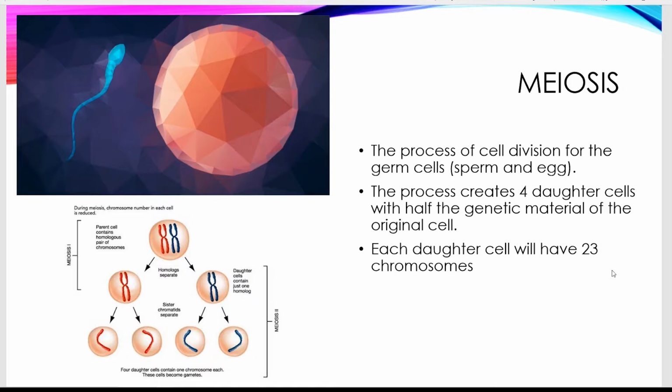So what we kind of want is 4 cells that have a different combination of the mother's genes, and then from the father, cells that have different combinations from the father's and mother's genes, so that each of those cells, when it combines with another cell, will create a unique human being. I hope that makes sense. It's one of the reasons why you and your siblings probably don't look exactly alike unless you are twins.